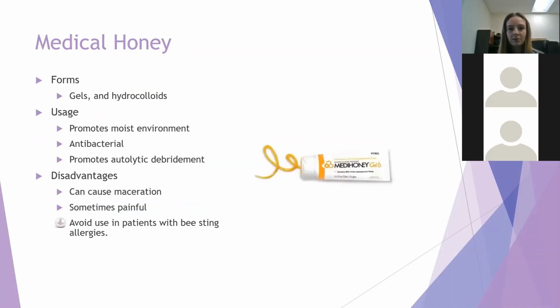Medical honey comes in gels and hydrocolloids. It's used to promote a moist environment. It's antibacterial and it promotes autolytic debridement. The disadvantages are it can cause maceration. Sometimes it's painful. And even though there's supposed to be no venom in it, it's recommended to avoid use in patients with bee sting allergies though.